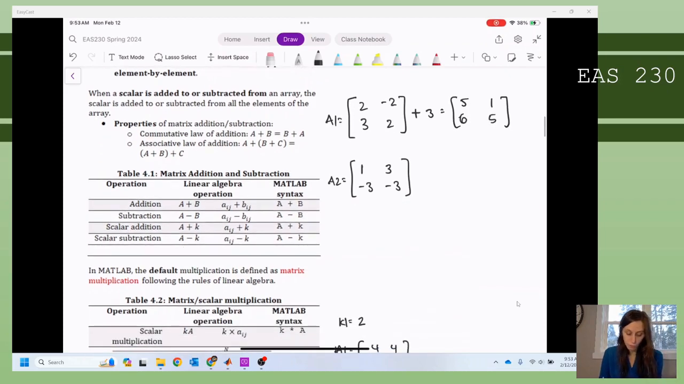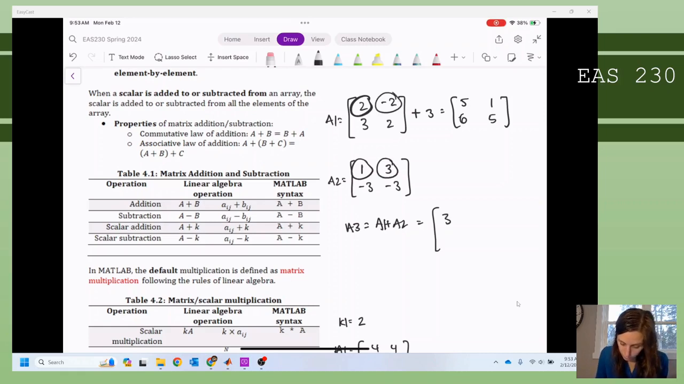If I have two matrices added to each other, it's going to do element by element. So a3 is a1 plus a2. It would take 2 plus 1, negative 2 plus 3, 3 plus negative 3, and 2 plus negative 3 to give me my answer. Same idea if it's subtraction, a1 minus a2, I would do the same thing, except I would subtract the numbers instead of adding them.